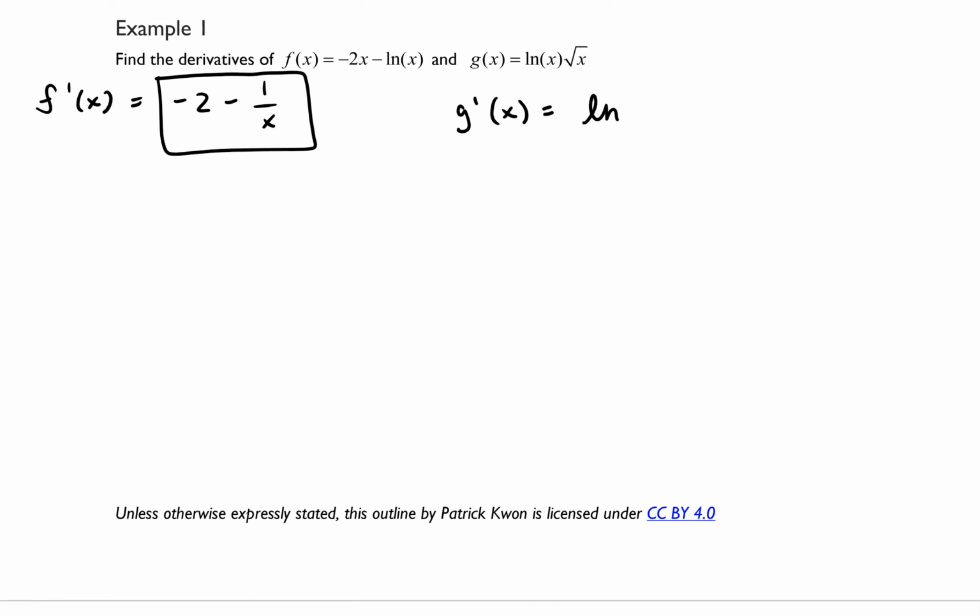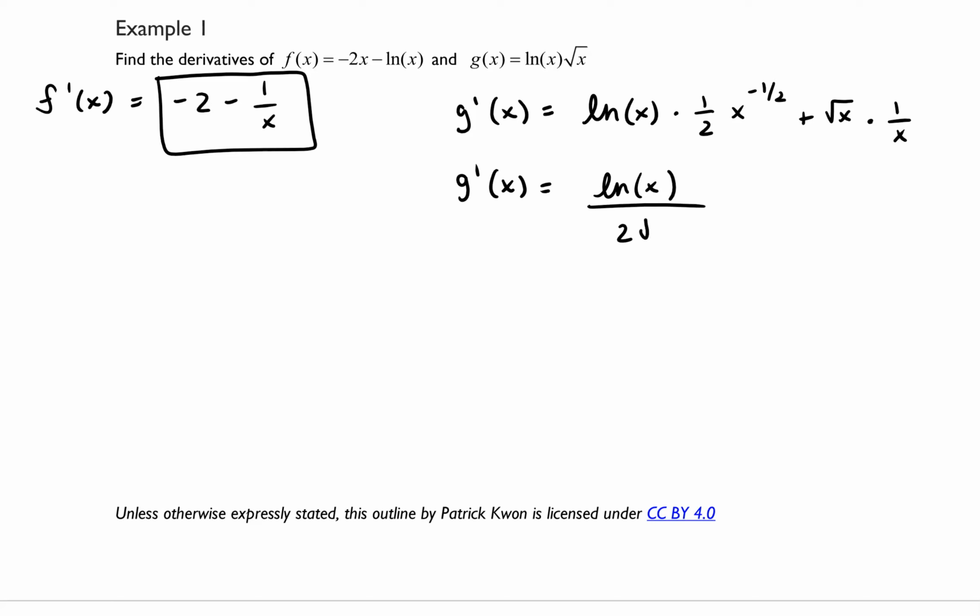So we're going to have the first times the derivative of the second plus the second times the derivative of the first. And we can clean that up a little bit. So that's going to be the natural log of x over 2 root x plus the square root of x over x like that.